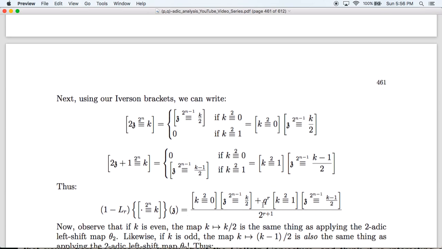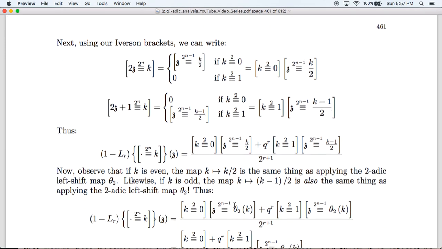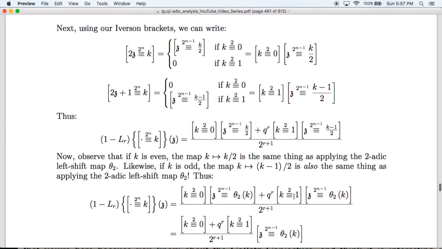Now we use the shift map. If k is even, this is k over 2. And if k is odd, this is k minus 1 over 2. Thus, regardless of the parity of k, what's in here is what we get by applying the shift map to k. And then, in particular, we can write this as the following.